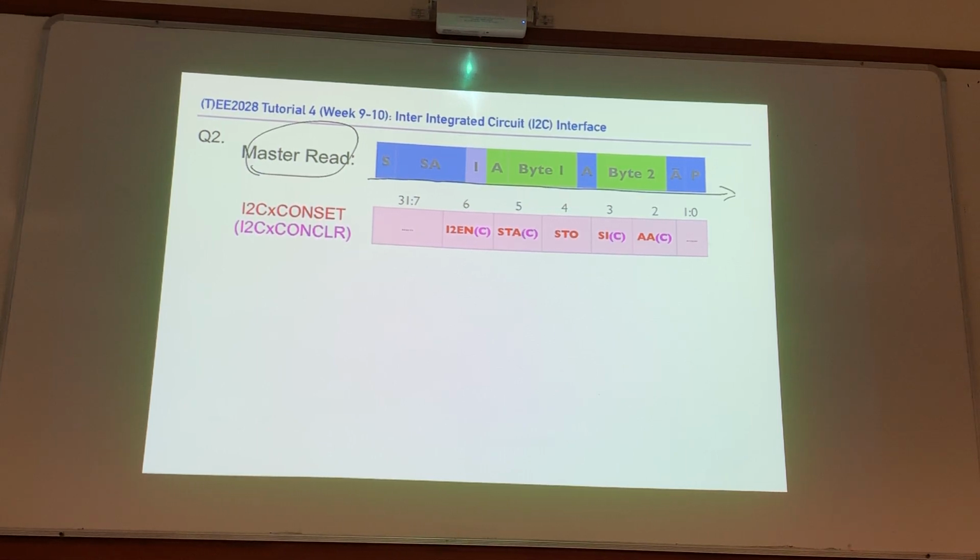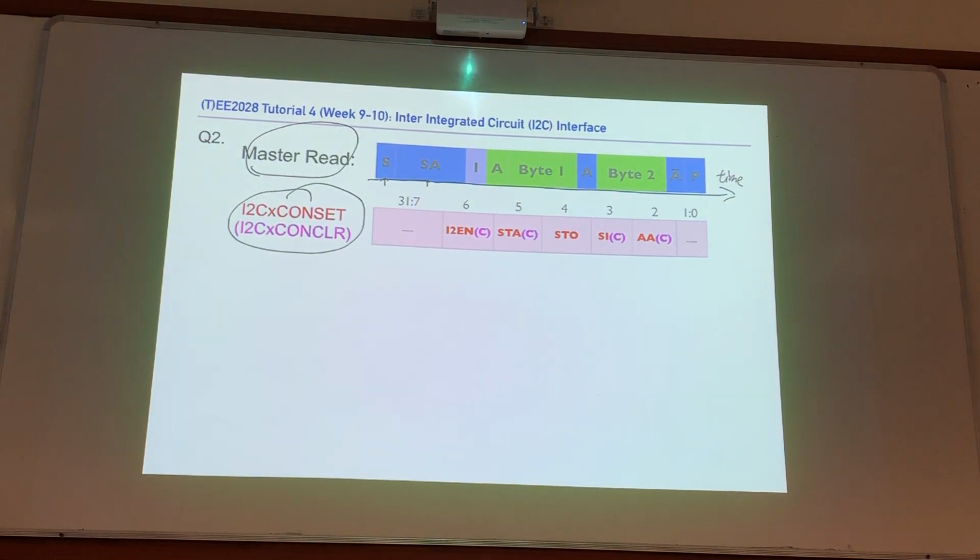Basically it's in time. This is the first thing you need to do, this is the second, this is the third. So it's in time. And these two, the set register and clear register, are used to modify your control register. So I write it here. B2 is handling AA, assert acknowledge. This one is for SI, this is for stop, this is for start, this is for enable.